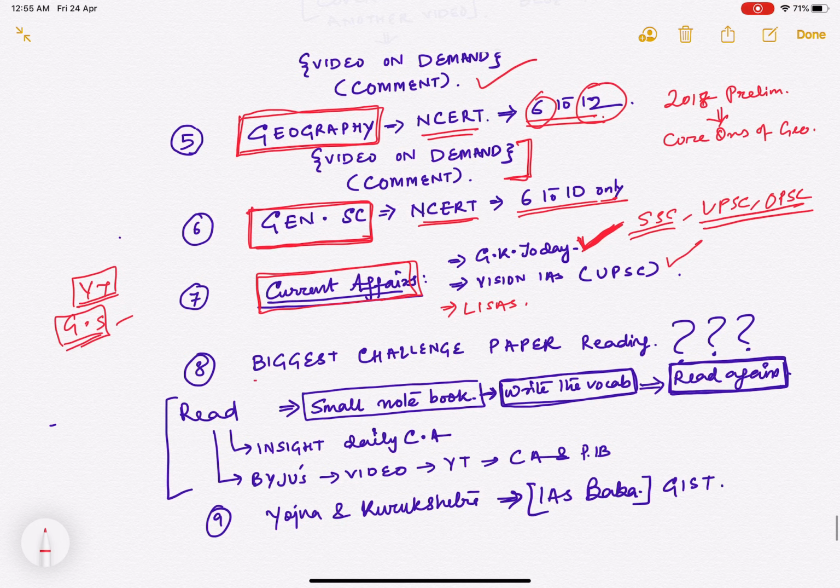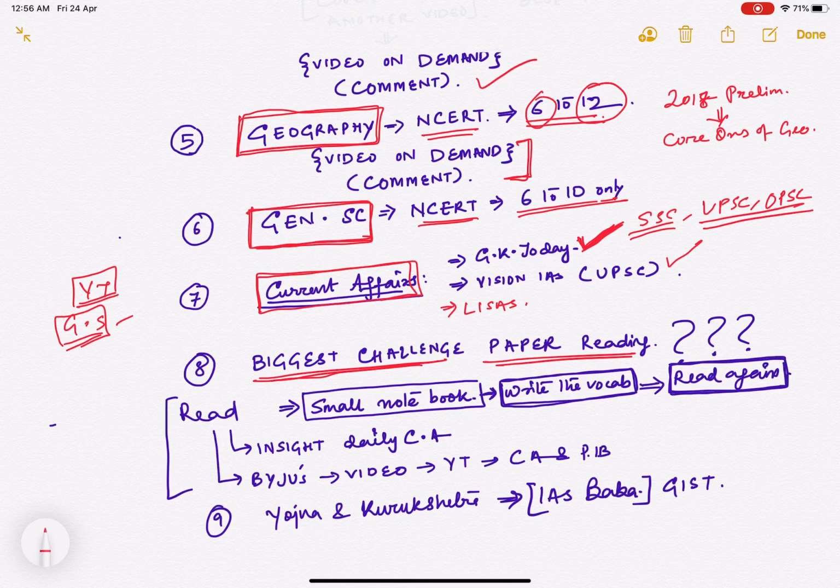Next, the biggest challenge is paper reading. See, most of us do not have the habit of paper reading, and that's the biggest challenge that we are going to face. Now, basically, how important is paper reading? See, paper reading helps you increase your vocabulary, it helps you read quickly, it improves your English reading capacity, it improves your writing capacity.